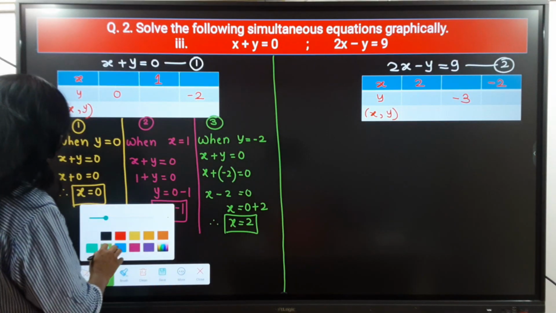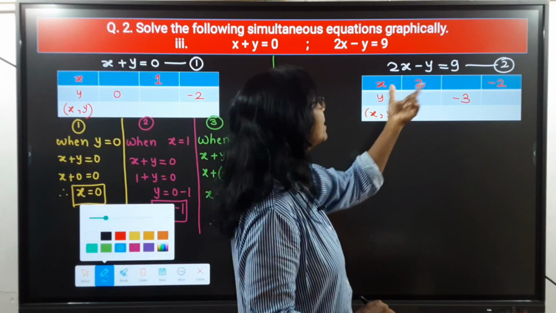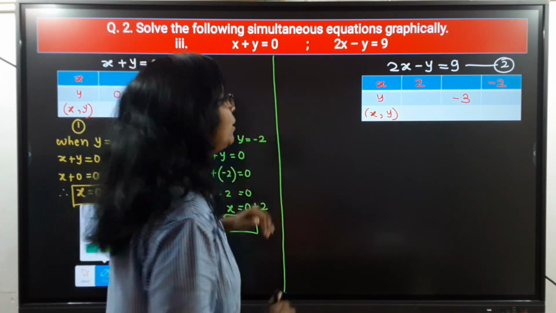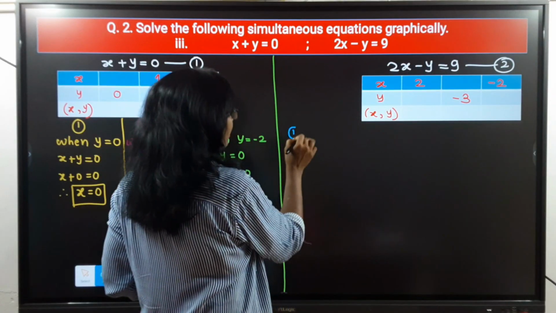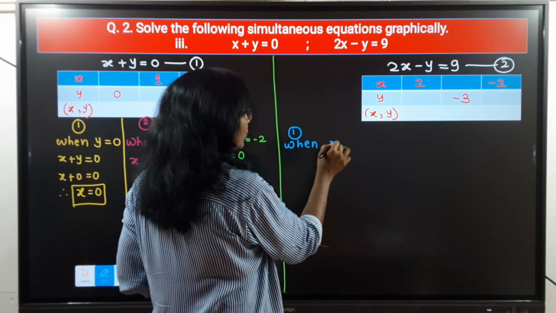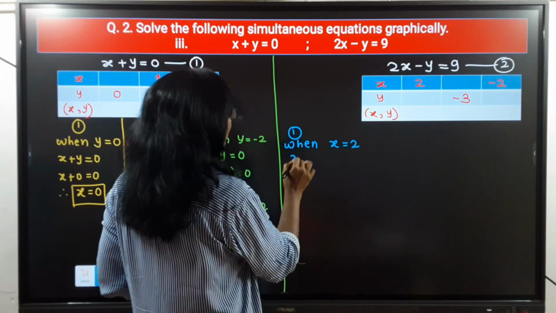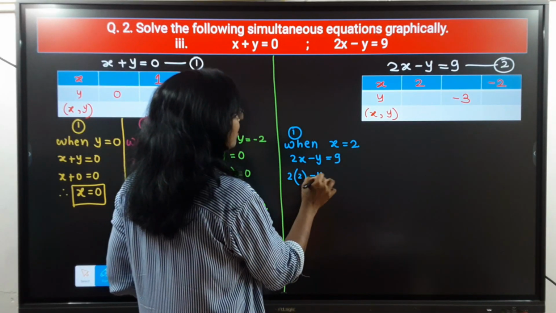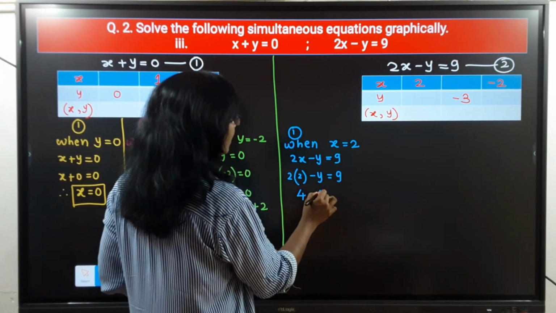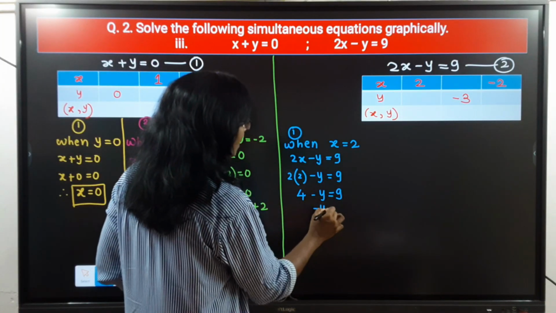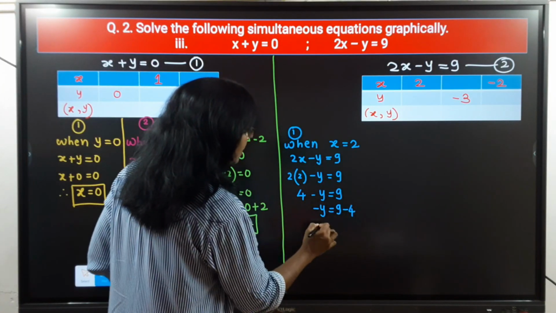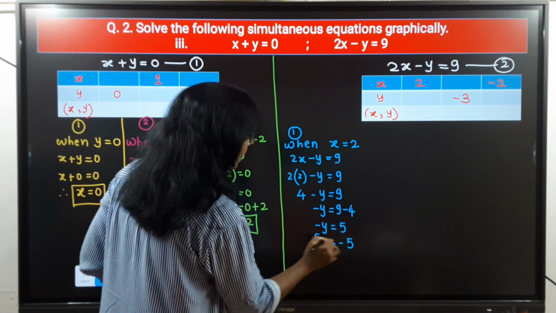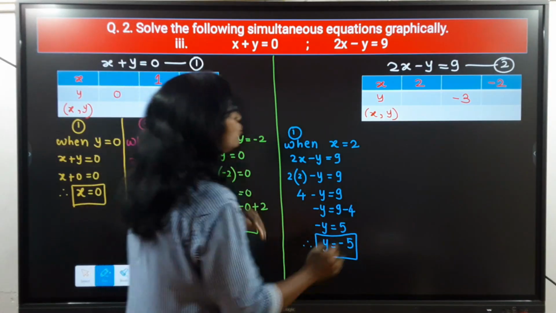Now the next equation, 2x minus y is equal to 9. We consider the values of x. First, when x is equal to 2, in the equation 2x minus y is equal to 9, we get 2 multiplied by 2 minus y is equal to 9. Therefore 4 minus y is equal to 9. Minus y is equal to 9 minus 4, so minus y is equal to 5. Now shifting the minus sign to the right hand side, y is equal to minus 5.